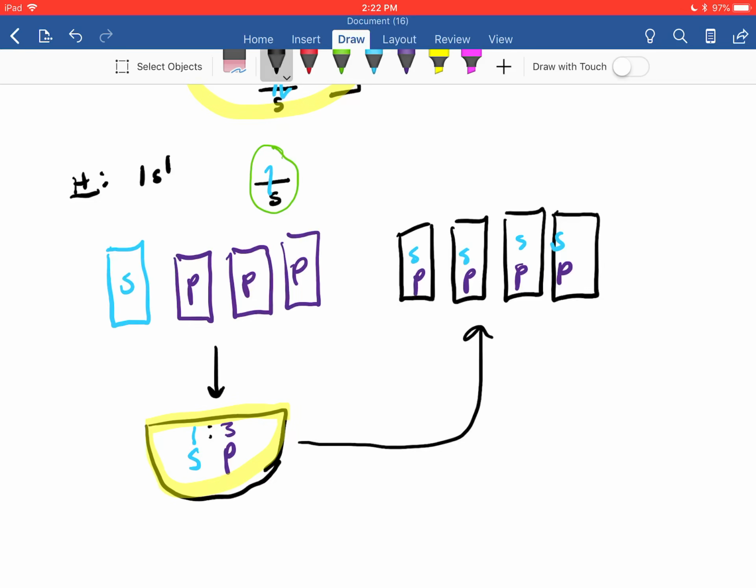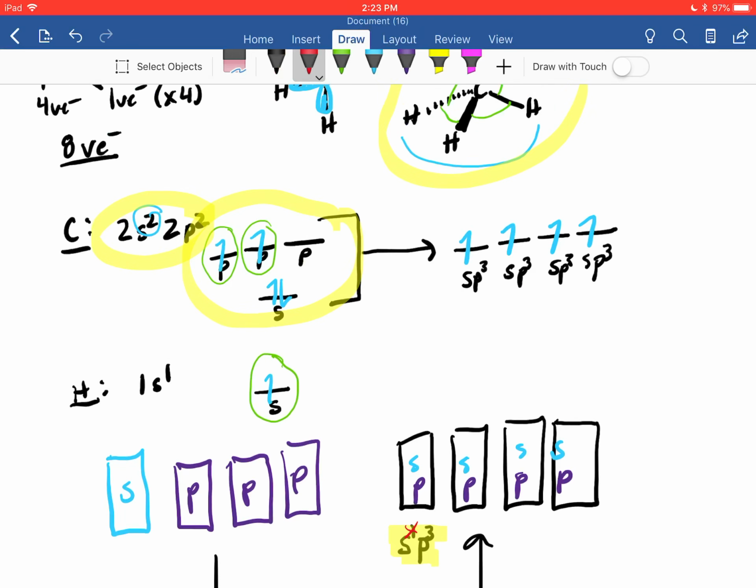So for each of these salt and pepper shakers, what we have is 1 part salt for every 3 parts pepper. So this is really the same as what we're looking at for an sp3 hybridized orbital. We just leave out that 1 because it's understood to be 1 if it doesn't have a number. So that's sort of the concept here that we're using to hybridize these orbitals.